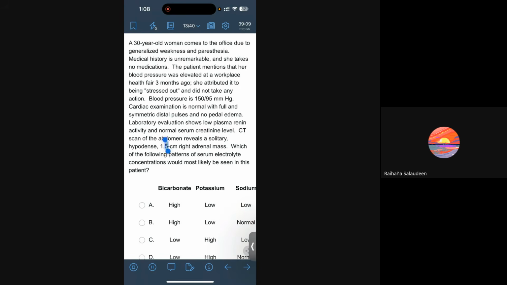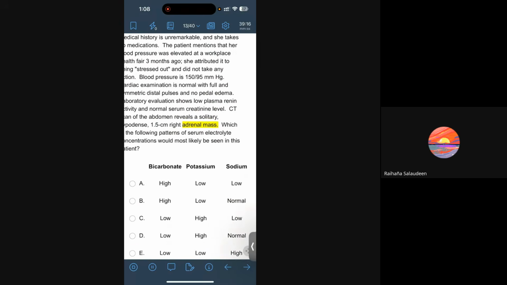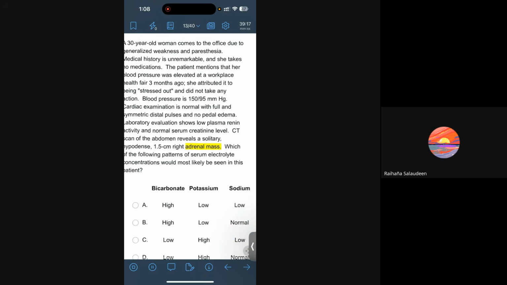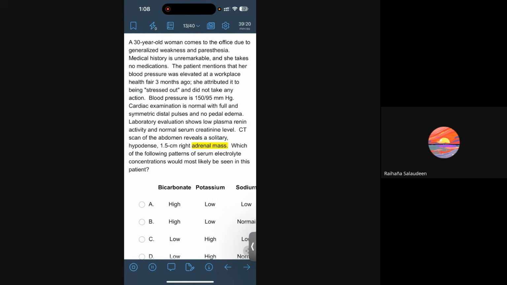1.5 centimeter adrenal mass. We have to first diagnose and then tell all the findings here. Generalized weakness and paresthesias. Low plasma renin activity.